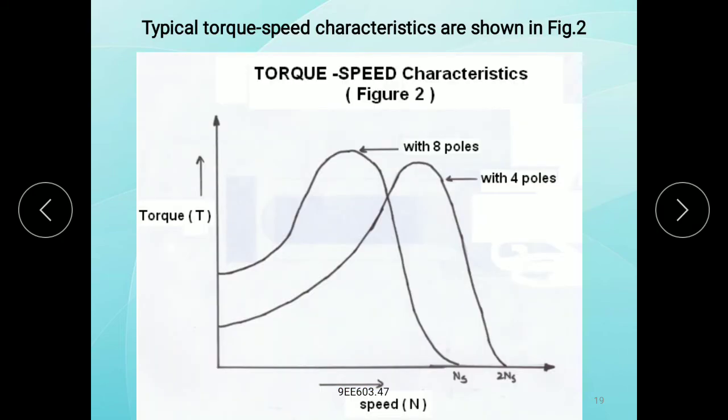Typical torque speed characteristics are shown in the figure. This one is for 8 poles and this one is for 4 poles. Here this is Ns and this is 2 Ns.